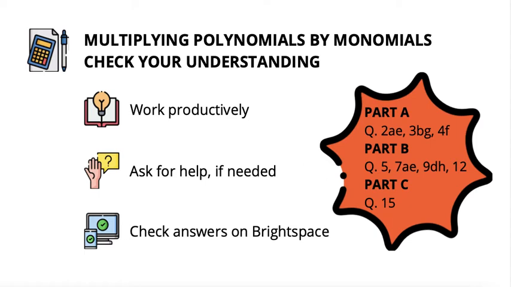The polynomial is the expression within that bracket, multiplied by a monomial, and that monomial is either just a single coefficient, a variable, or a combination of the two. So hopefully that Desmos activity helped to introduce you to the distributive property. You were able to practice some questions and see how you did on that.